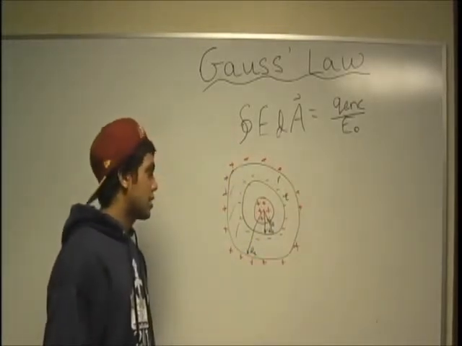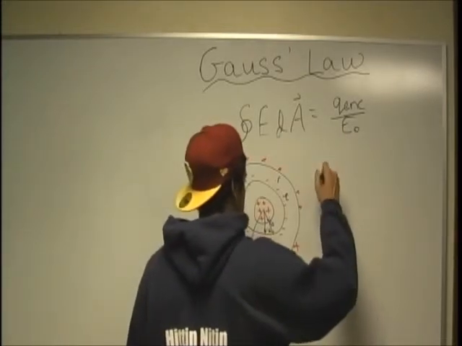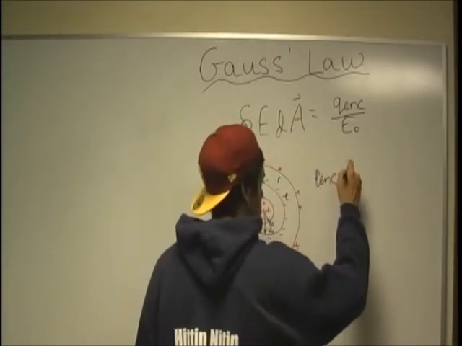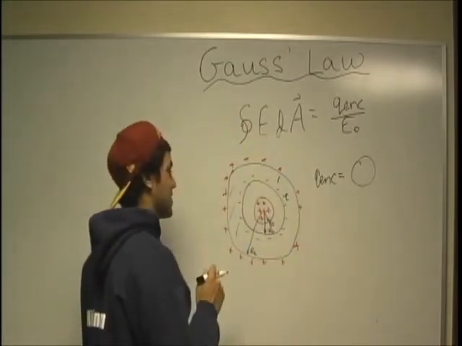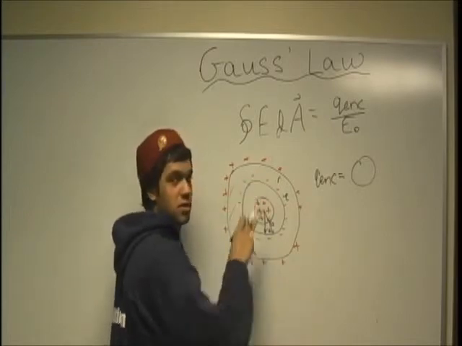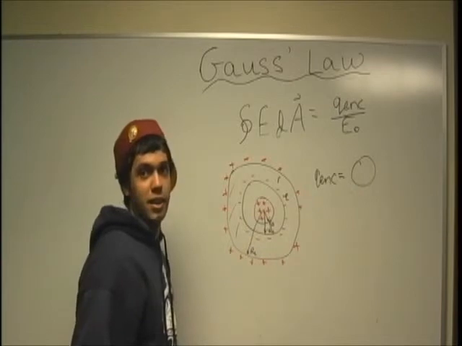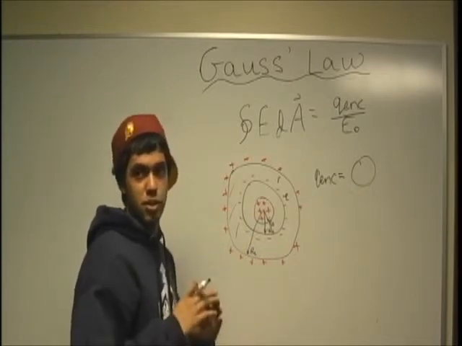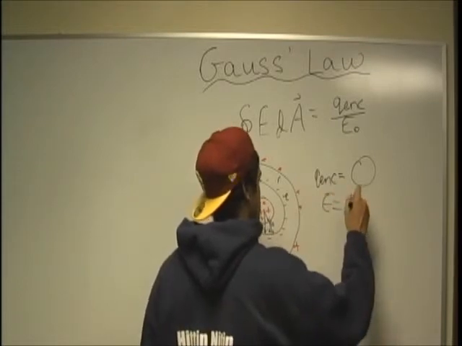So let's look at any point inside here. The Q enclosed is going to be equal to 0. Why? Because it's always going to be this plus this. And since this is negative and this is positive, and they're the same magnitude, it's going to be 0. So we can just simply say the field is going to be 0.